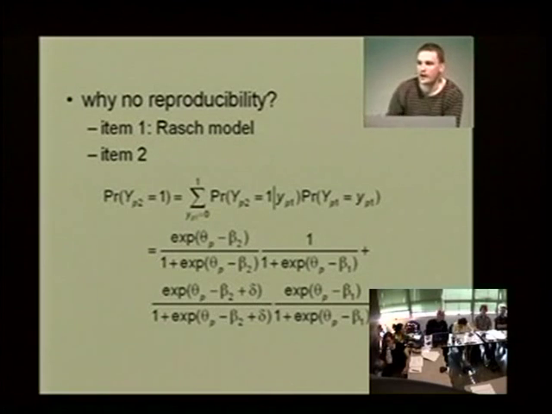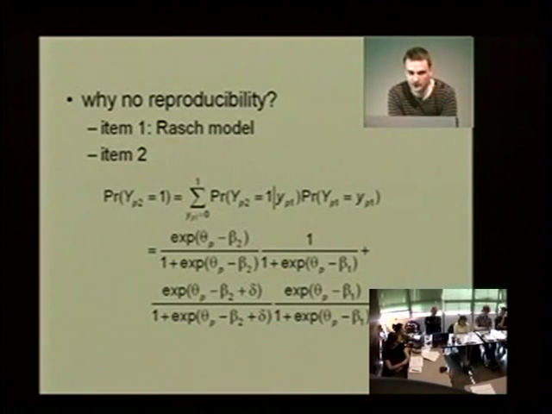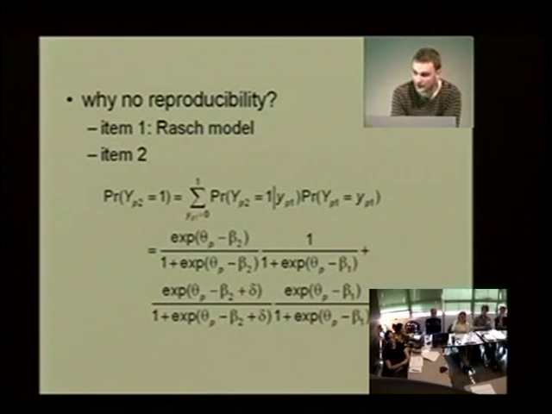So that's what I want to say by the fact that there is no reproducibility. If you work with this kind of conditional models, the marginal probabilities of giving a certain response or giving a correct response to the items are no longer Rasch models. And the nice interpretation of the parameters that come with the Rasch model is lost.